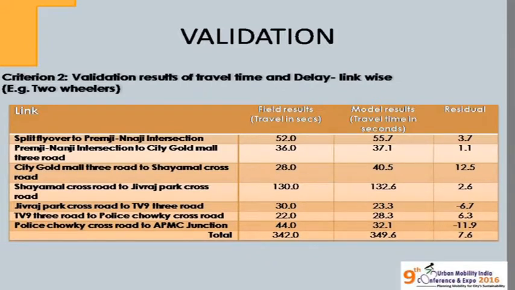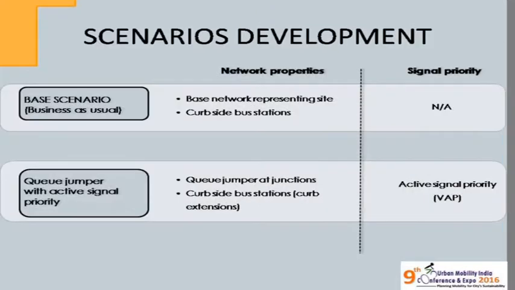The second criterion was the travel time and delay. That was link wise, because this corridor has a comprehensive kind of structure, like a free flowing speed from the highway following till the Jivraj Park crossroads. Then we have an elevated section also. Then we have a wide section from Jivraj cross junction to the APMC. So we have to validate the results of travel time and delay link wise. So we have the field results of the travel time and model. So the residual error, the maximum can be seen as -11. So that was within the confidence limit. So based on that, we have a calibrated and validated model.